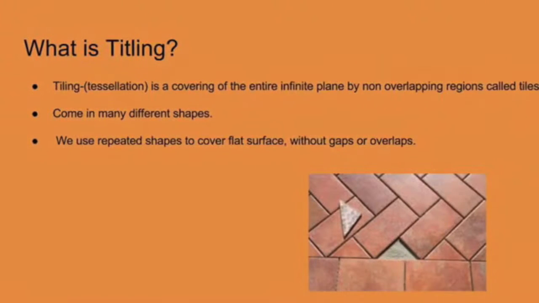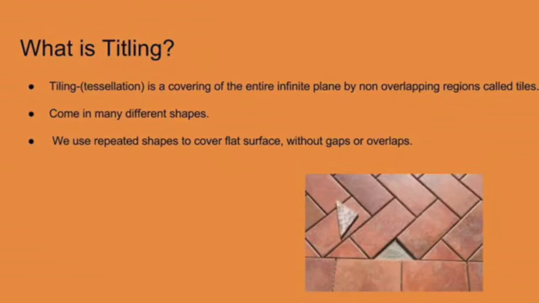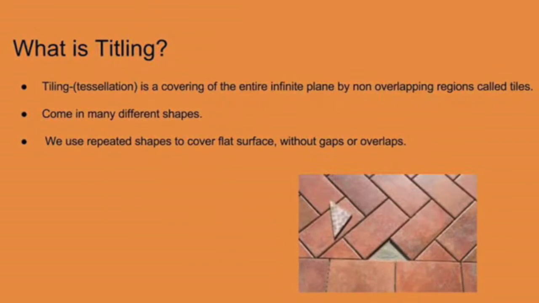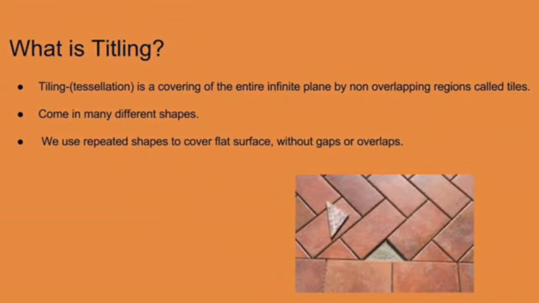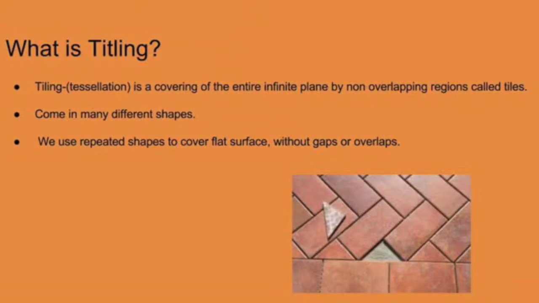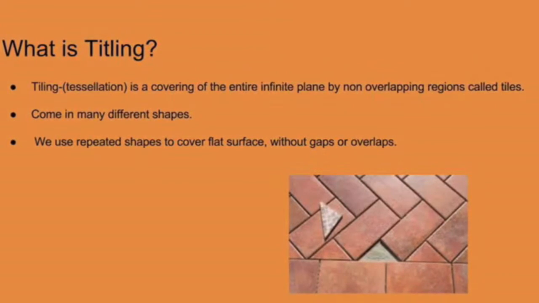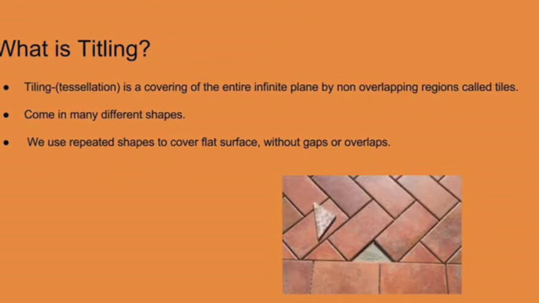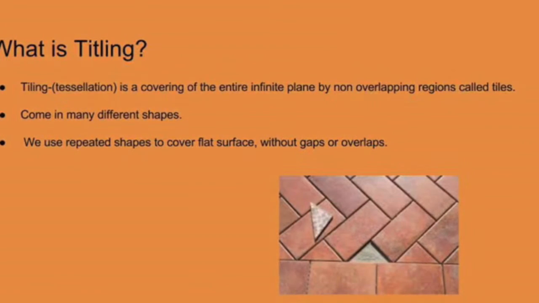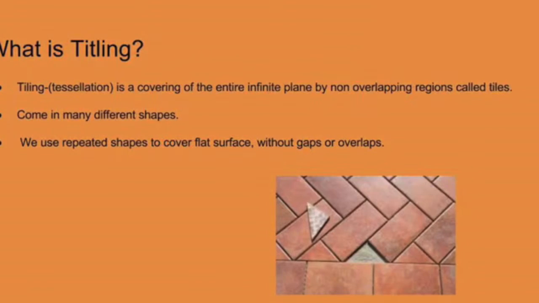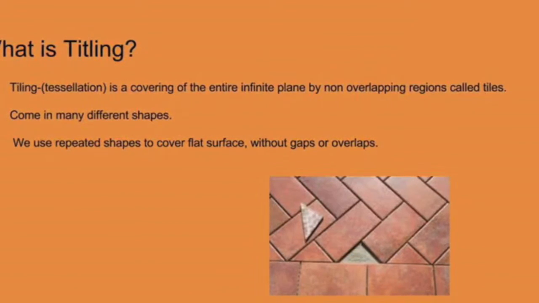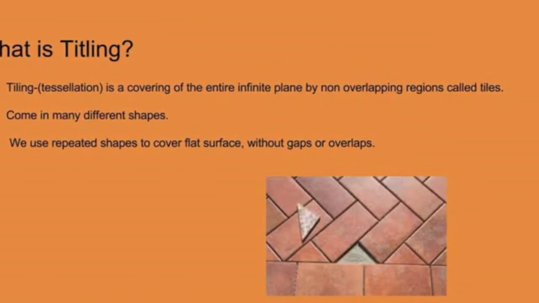Tiling is a covering of the entire infinite plane by non-overlapping regions called tiles. Tiles come in many different shapes. We use repeated shapes to cover flat surfaces without gaps or overlaps. In manufacturing, stamping components from a sheet of metal is most economical if the shapes of the components fit together without gaps, thus making the shapes form a tiling.